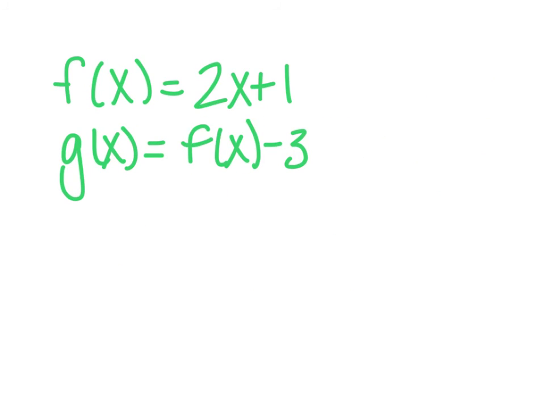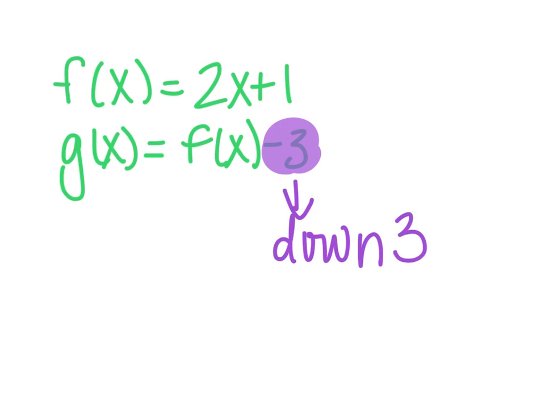And if I have the equation f(x) = 2x + 1, and it tells me that g(x) = f(x) - 3. What this minus 3 means, notice again, it's outside the parentheses. So what that means, this minus 3, is that my graph shifted down 3. Well, if my y-intercept was at positive 1 and I moved it down 3, then my y-intercept is now going to be at negative 2.